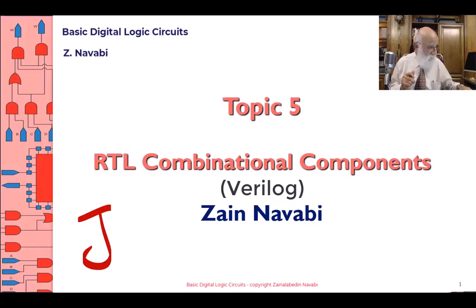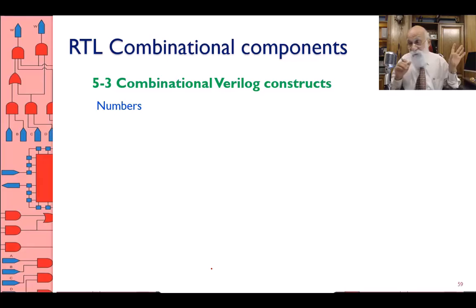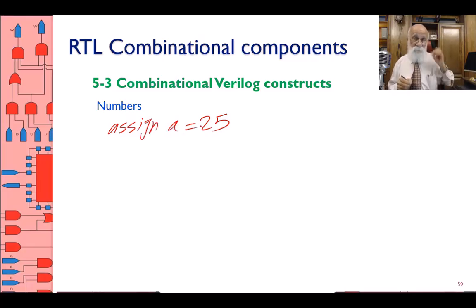So let's start with combinational Verilog constructs. This is not necessarily combinational for combinational circuits, but since we are summarizing our Verilog knowledge at this point and we have only covered combinational circuits, we are saying combinational Verilog constructs. Let's start with the famous easy numbers. For example, 25. You have no problem in Verilog to say assign a equal to 25, okay? And if you just say 25, it is assumed decimal.